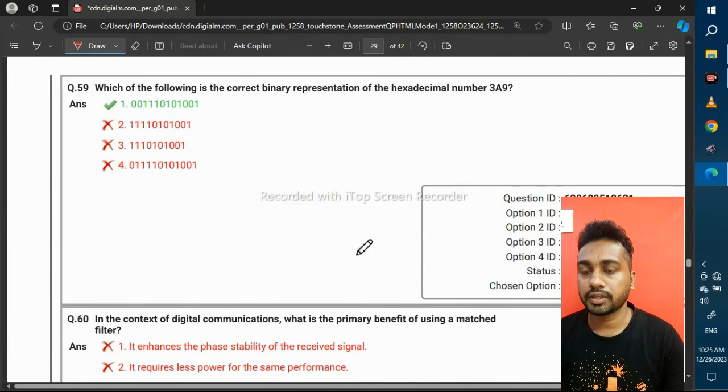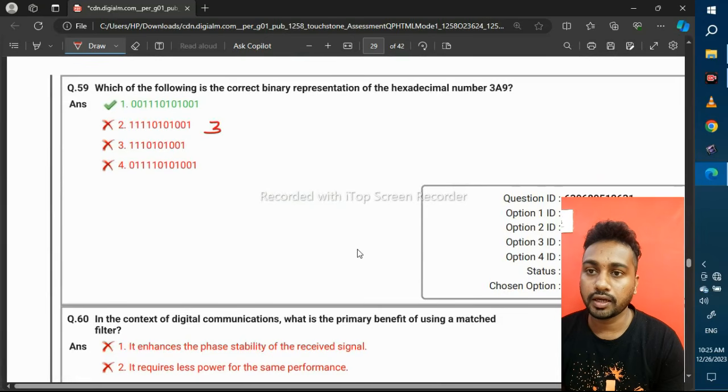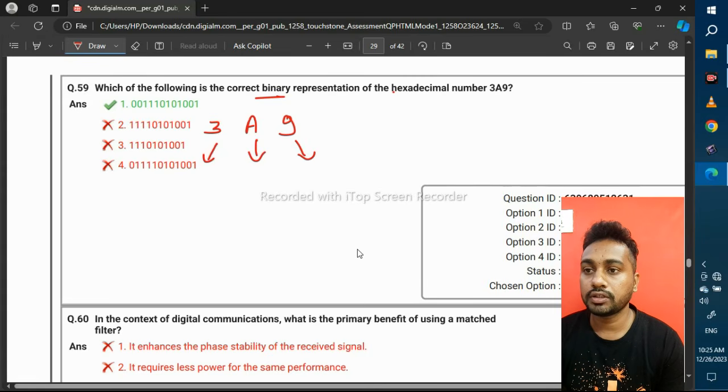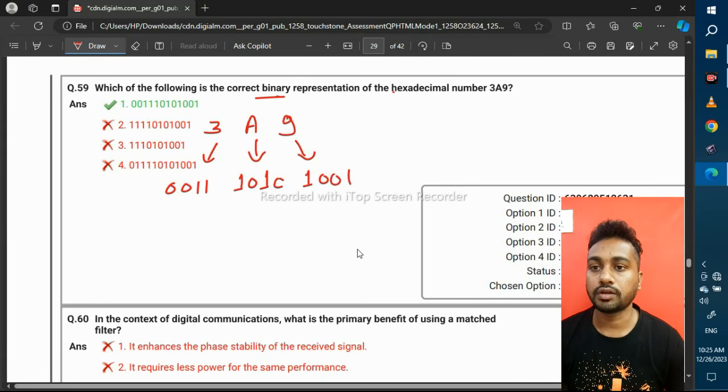Which of the following is correct? This is a more simple question. 3, A and 9 we have to represent in binary representation. Simply we need to write the corresponding binary number. So how are we writing 3? 0011. A means 10, 1010, and 9 means 1001. So option A is the right answer.